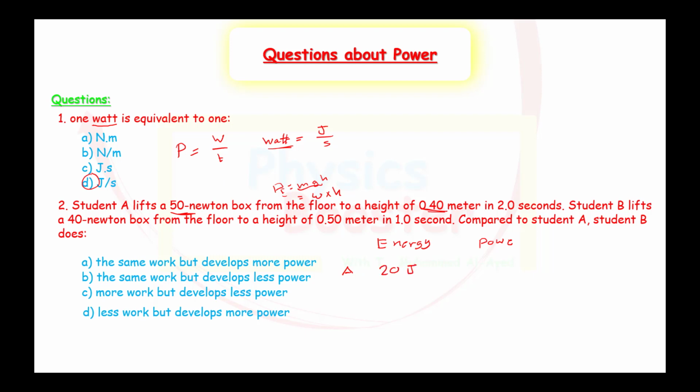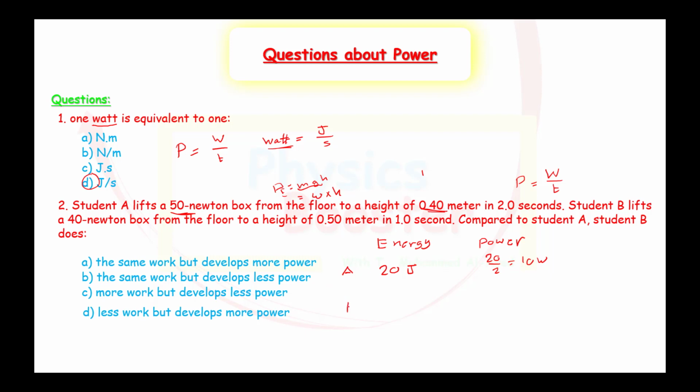So student A uses 20 joules of energy. Now, how much power does he use? We know that power is equal to energy divided by time, or work divided by time, which is the same thing. So in our case, it will be 20 divided by 2, which is equal to 10 watts. So student A does work equal to 20 joules, and he used a power of 10 watts to do this job.